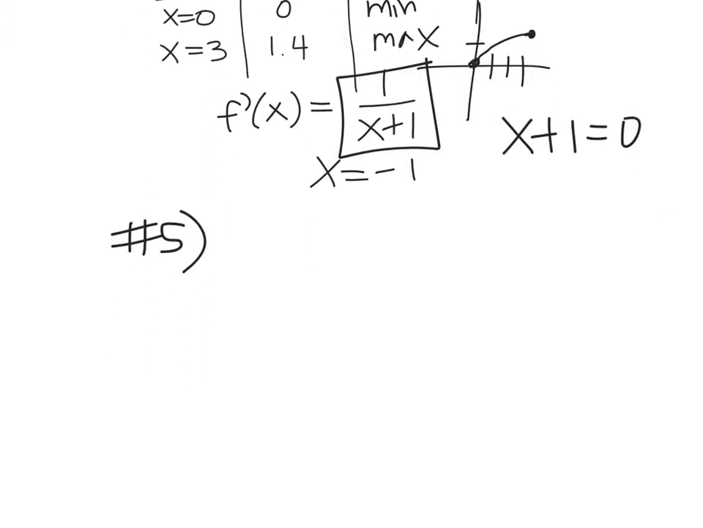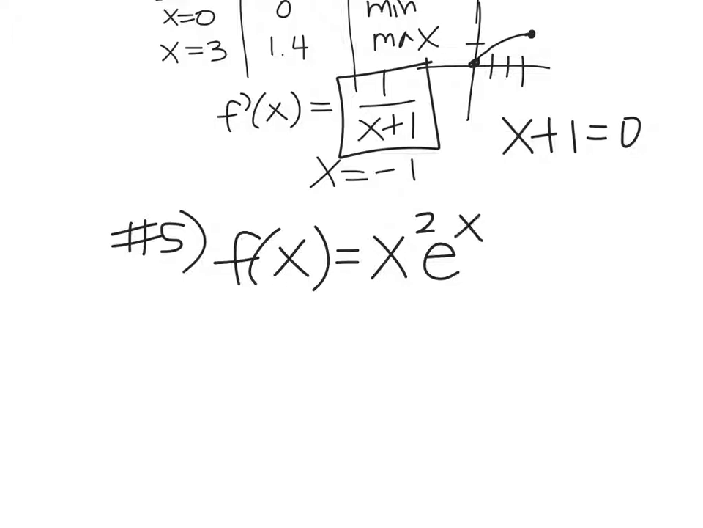All right, Trevor's just like, cut to the chase, let's get to it. Here we go. How about this one? F of x equals x squared e to the x over the interval -5 to 1.